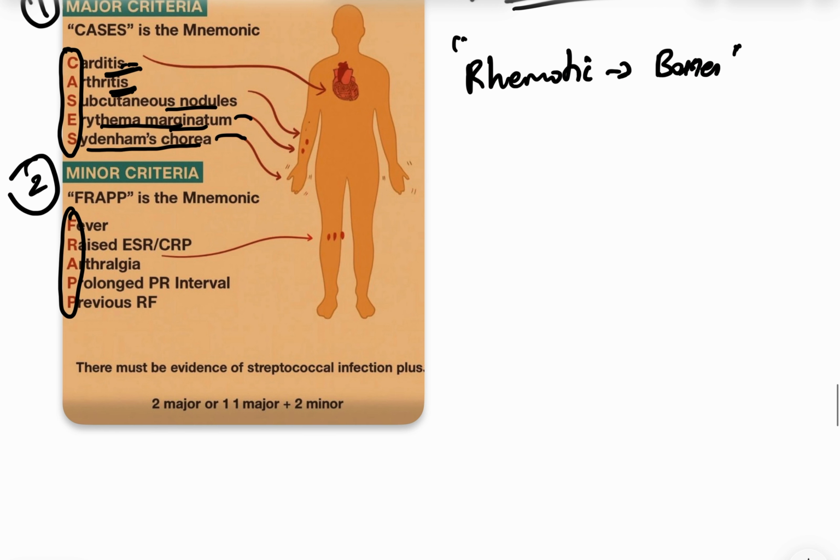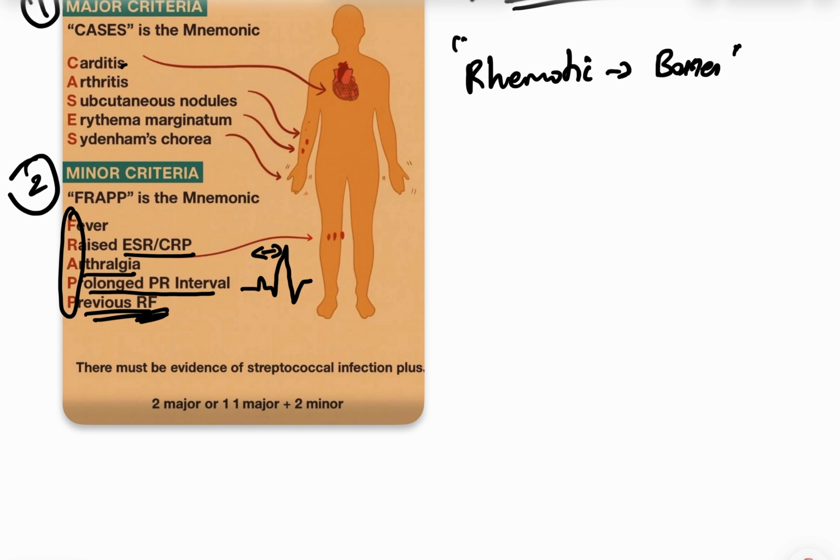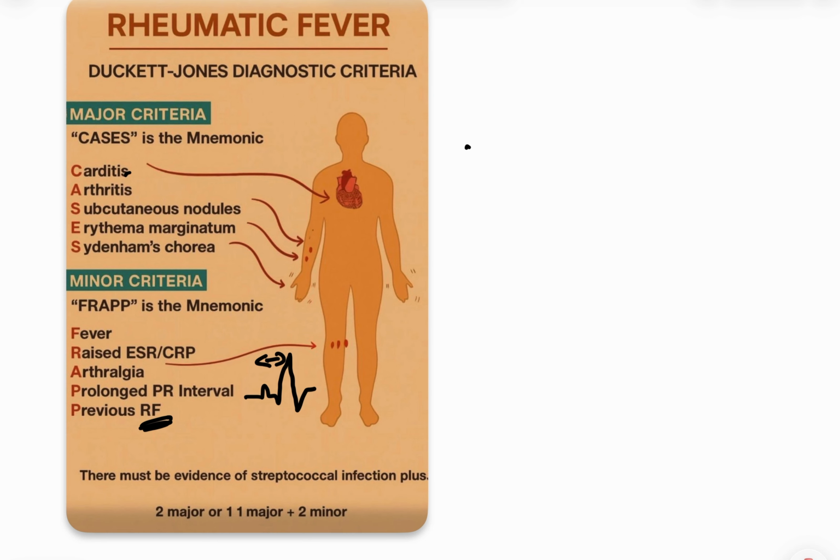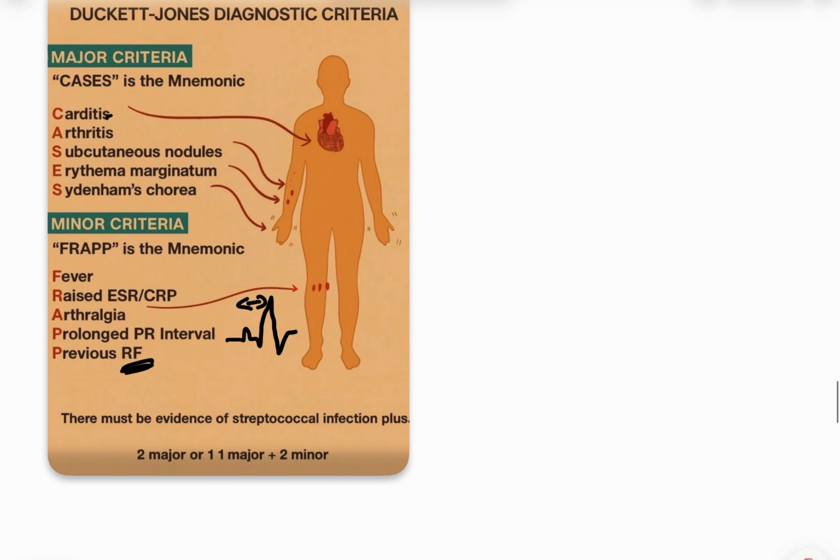And the minor criteria are FRAP: fever, raised ESR or CRP, arthralgia like joint pain, prolonged PR interval. We all know PQR; the PR interval will be prolonged. And previous rheumatic fever. So always check for the rheumatic fever history of the patient, or check for throat pain or any throat infection in the previous 3 to 4 months.